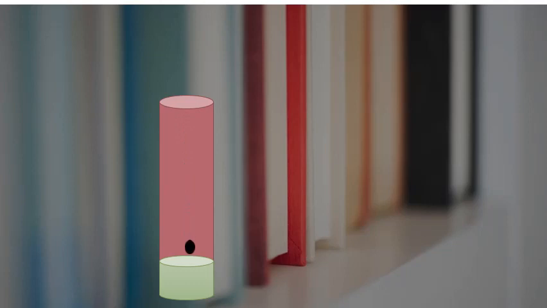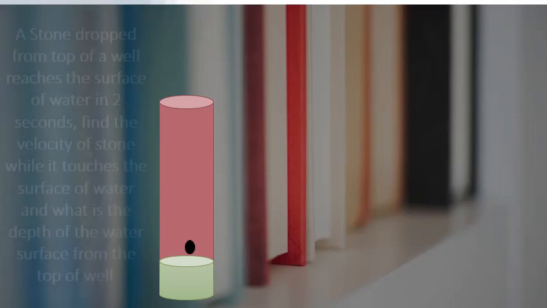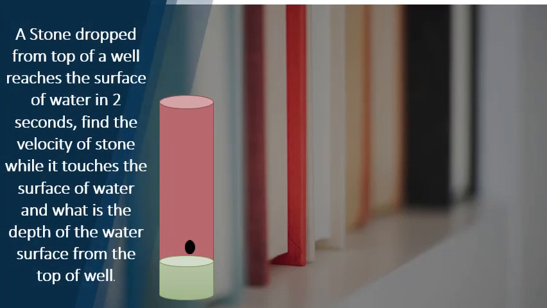Before touching the water surface, what is the speed of the stone? You have to calculate. A stone is dropped from the top of the well. When it is dropped, it means a freely falling body. What is the initial velocity of the freely falling body? Always 0, remember. Then it reaches the surface after 2 seconds. Find the velocity of the stone when it touches the surface of the water, and also you have to calculate the depth of the water surface from the top of the well. So two cases you have to see.